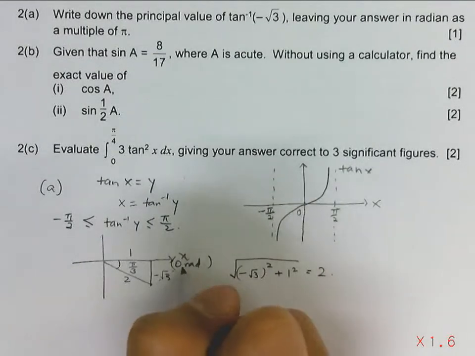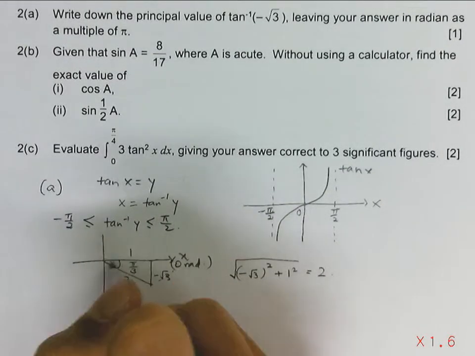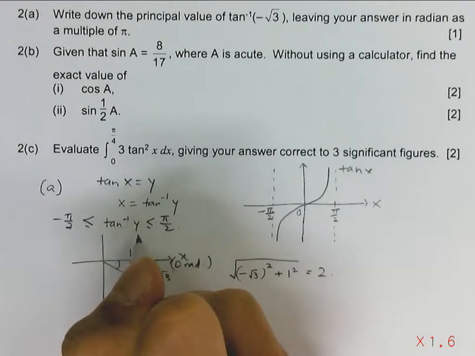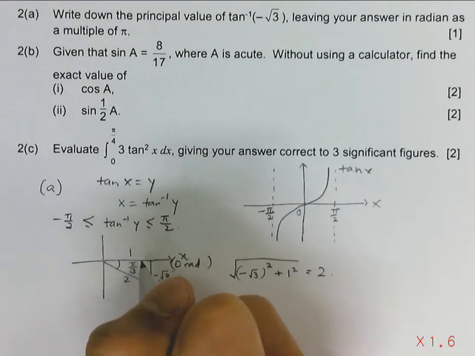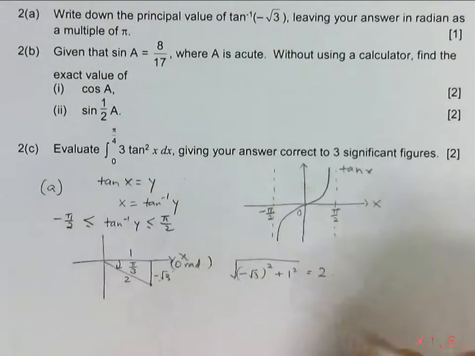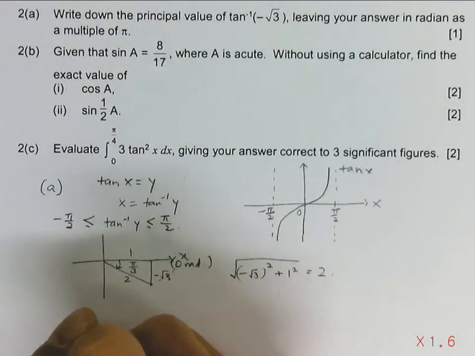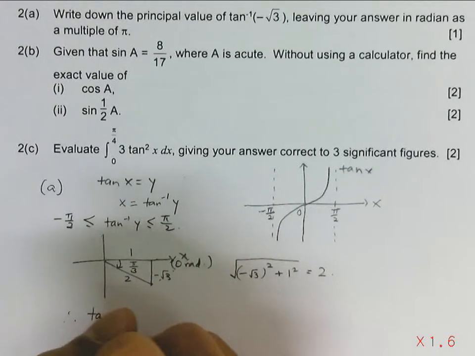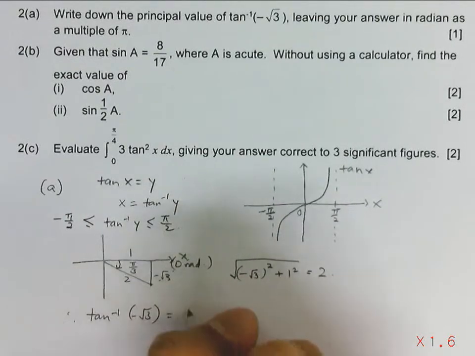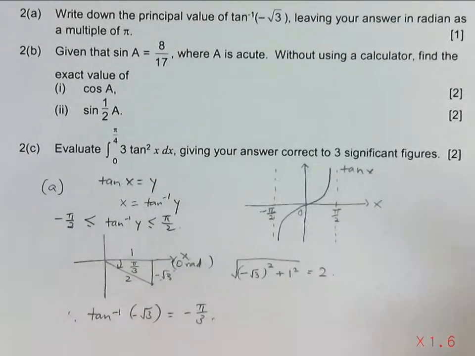Now since this is 0 radians and this is the 0 line, any angle that we move anti-clockwise will be positive, so the angle that we require will be negative because it's moving clockwise. So this is the angle. So tangent inverse negative root 3 is minus pi over 3.